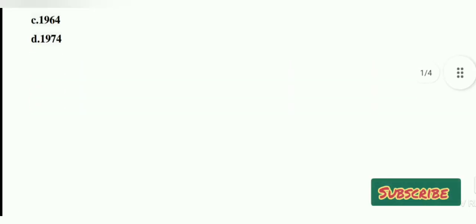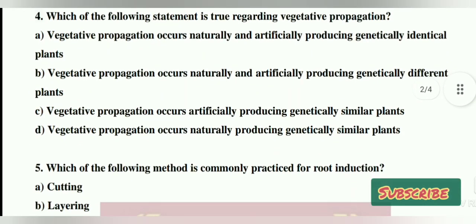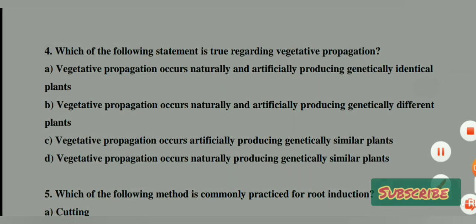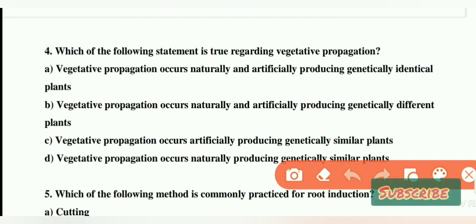Then next question, question number 4. Which of the following statements is true regarding vegetative propagation? First, read the statements. I will wait for 5 to 10 seconds, then I will tell the answer. Here the right answer is option A. Option A, vegetative propagation occurs naturally and artificially, producing genetically identical plants. Option A is correct.